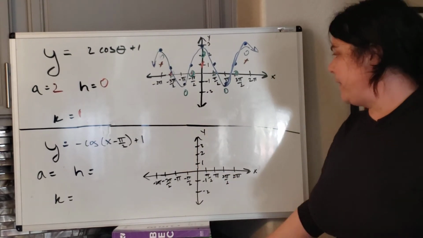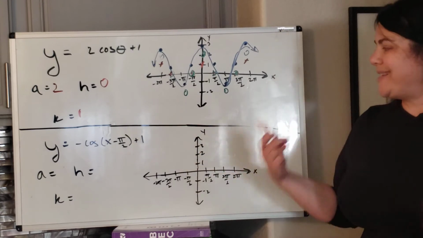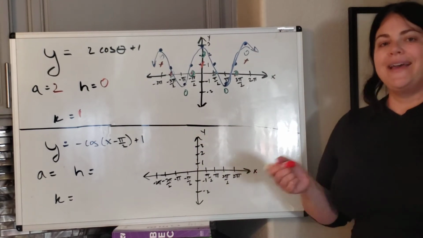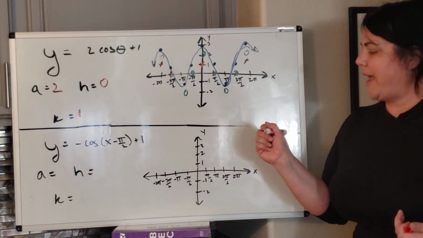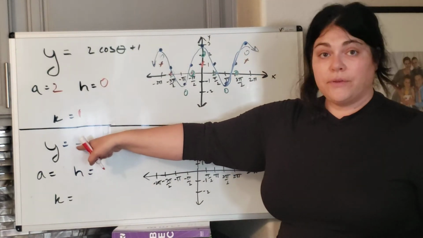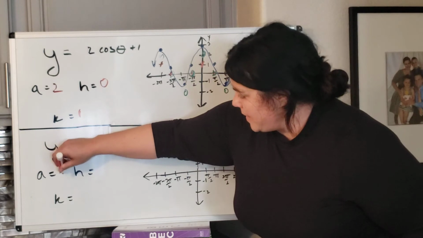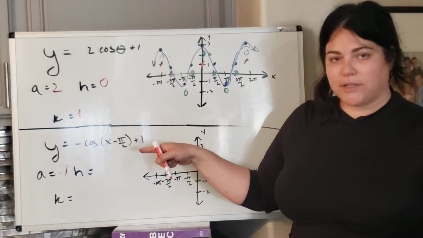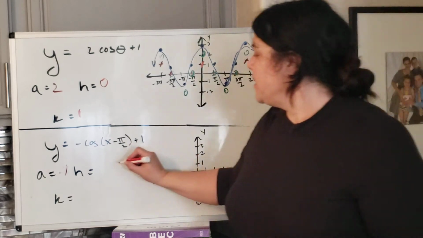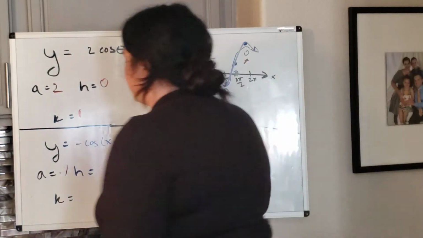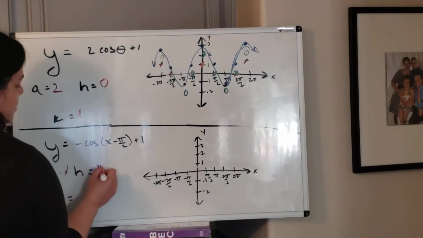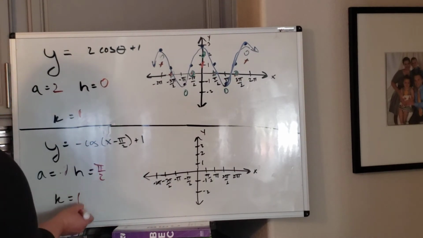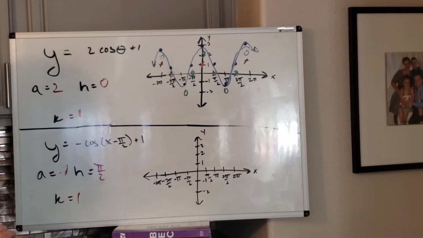We've got a negative here. So I've got y is equal to negative cosine of x minus pi over 2 plus 1. Again, I want to identify A, H, and K. Here I've got a negative, which means that my A is going to be a negative 1. For H, I have a negative pi over 2. H, of course, moves in the opposite direction. So that is a positive pi over 2. And then lastly, I have a K that is a positive 1. So I'm going up 1 once again.